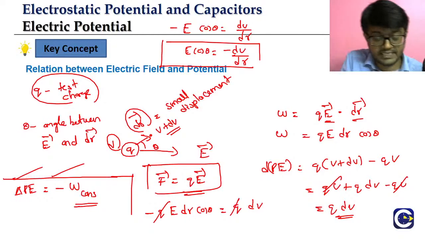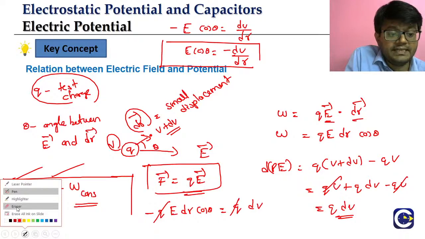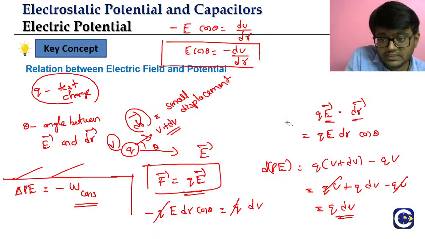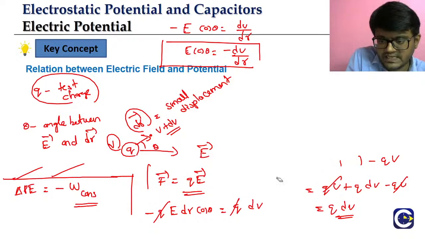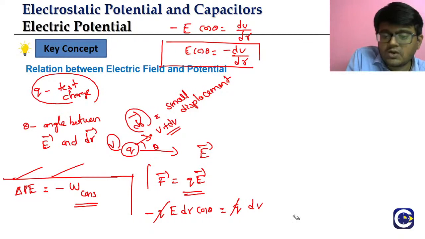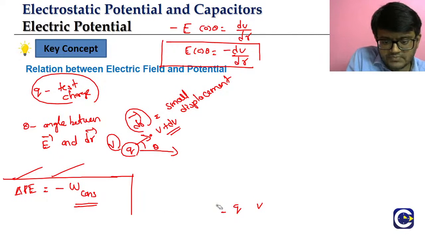Such an important result. What is it? E cos theta is equal to minus dV by dr. From this I'll tell you the significance of this particular relation. First, we need to understand how this relation comes about. What is the relation? The value of E cos theta will be equal to minus dV by dr. Now let's look at the significance of this expression.